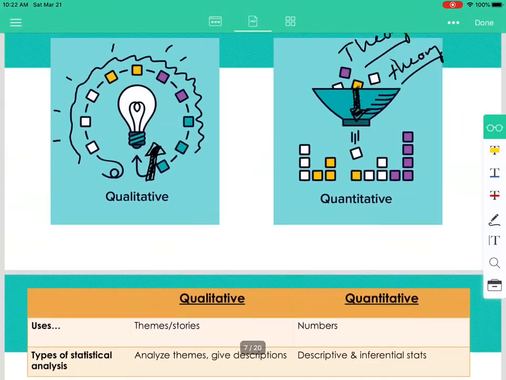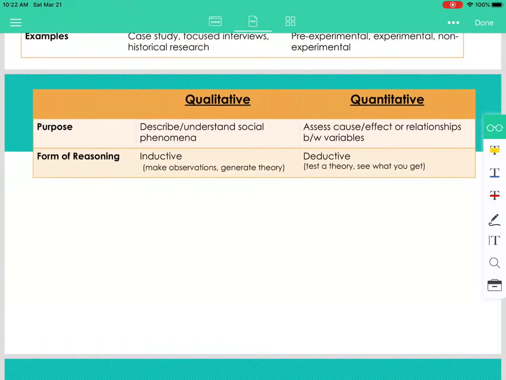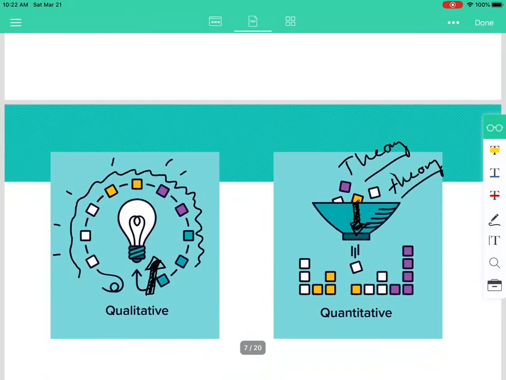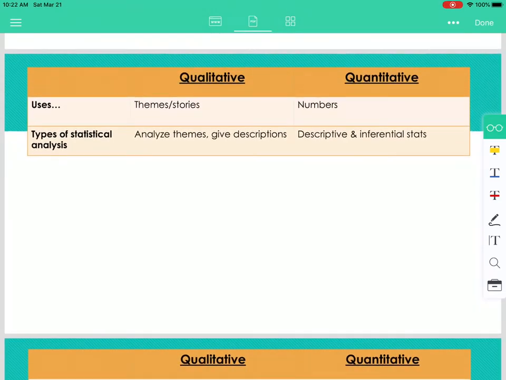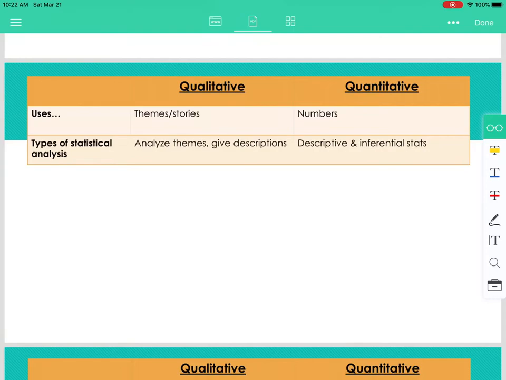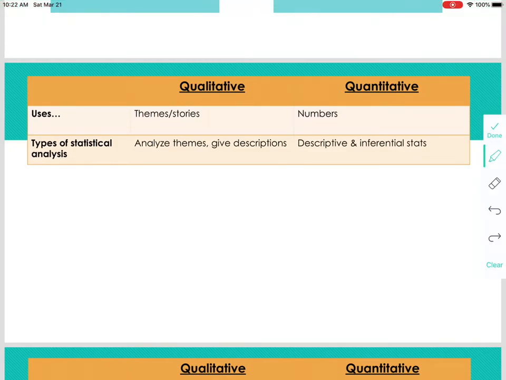Okay, so in addition to the purpose and the form of reasoning, qualitative and quantitative are also different in what kind of data we use and what kind of statistical analyses we're going to end up using. In qualitative, there are no numbers. Numbers are out. So in qualitative, you're working more on themes or stories.